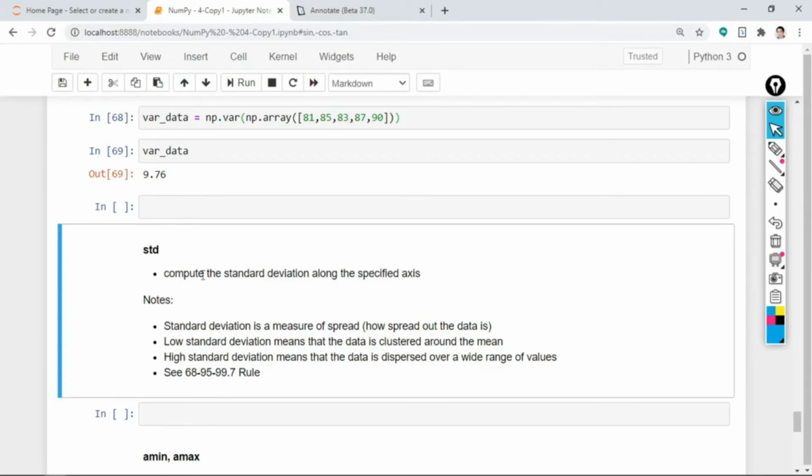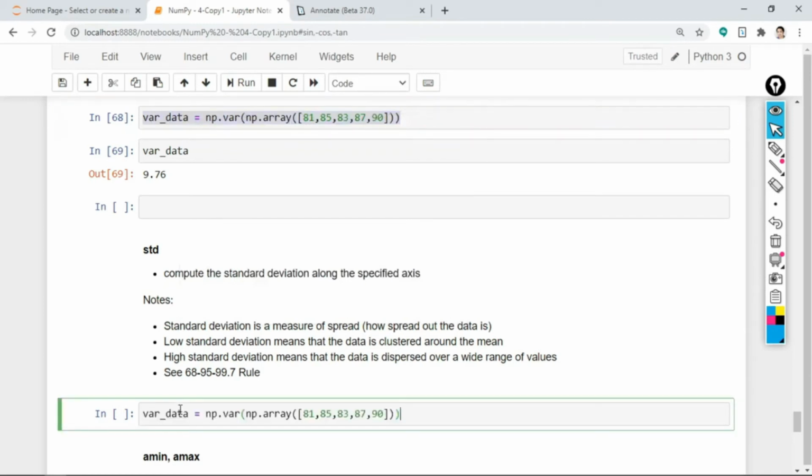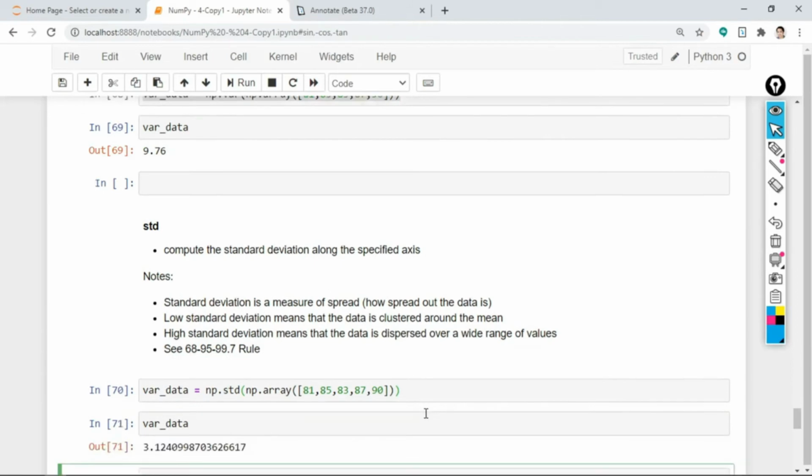So for example, we have the same values: 81, 85, 83, 87, and 90. So the first one, we compute the variance. So this one, I want to compute the standard deviation, which is the STD. Okay, so I'll enter the var data now, in terms of standard deviation it is 3.12. Okay, so what is the formula for the standard deviation?